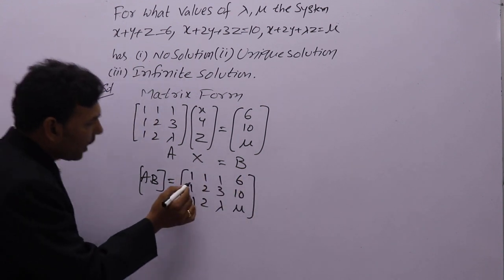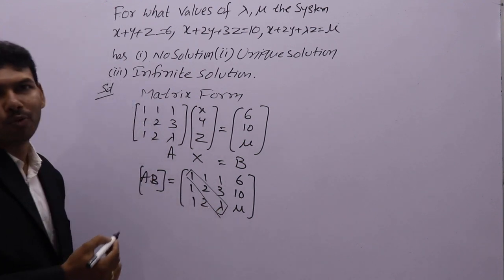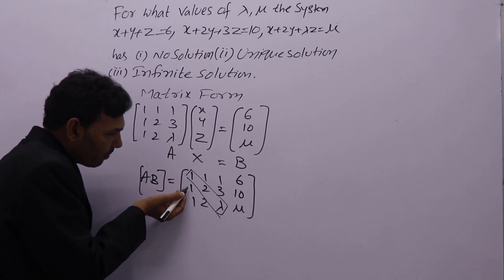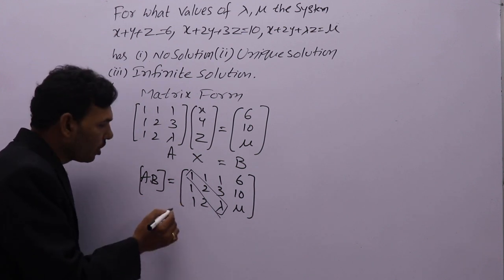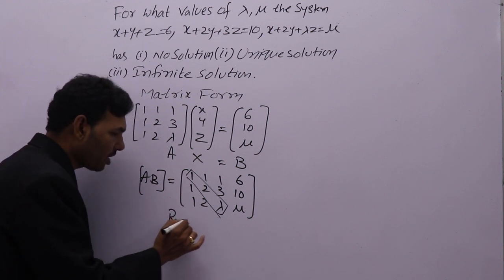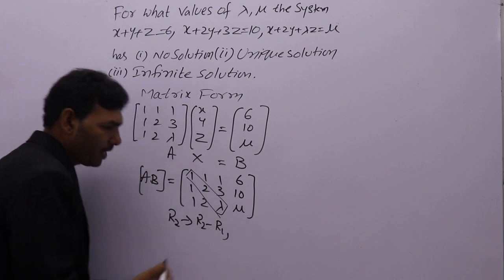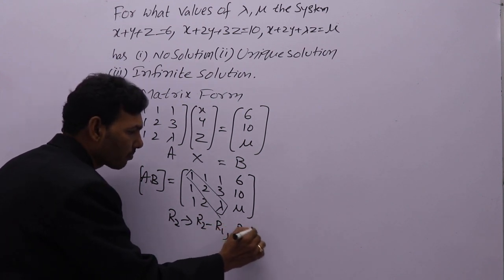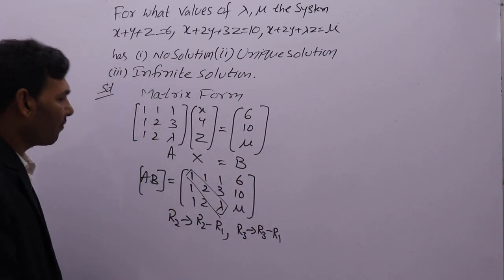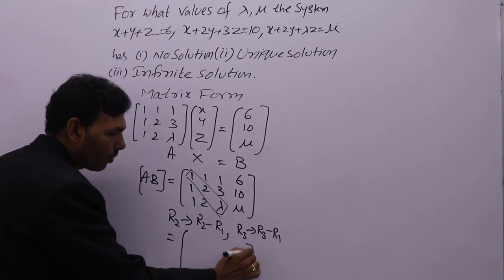Now, as usual, by marking the principal diagonal, below the principal diagonal we need to make 0 by using row operations only. For that, first we apply a row operation for this row and this row. R2 has 1, R3 has 1. Writing row operations is very easy. R2 implies R2 minus R1, R3 implies R3 minus R1. So this operation we need to apply now.